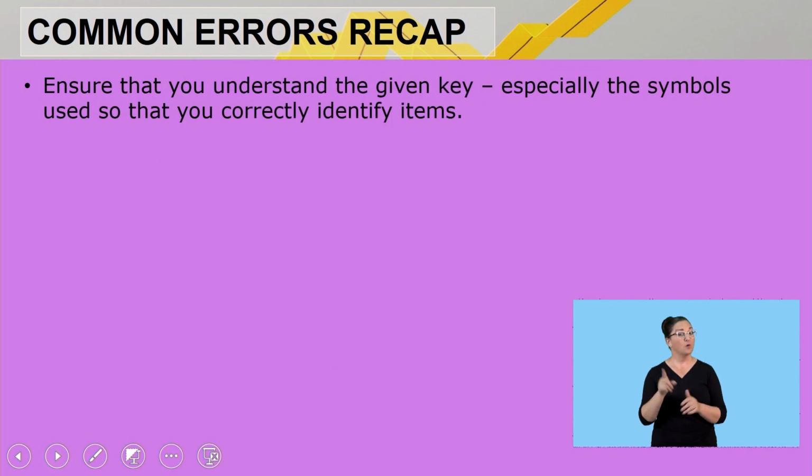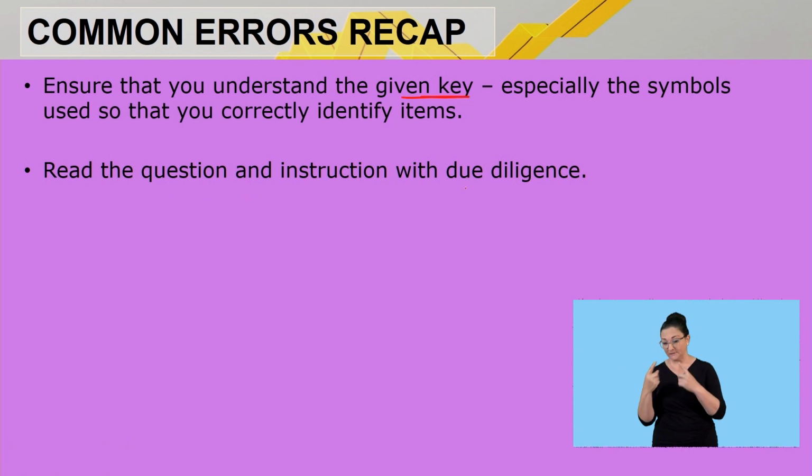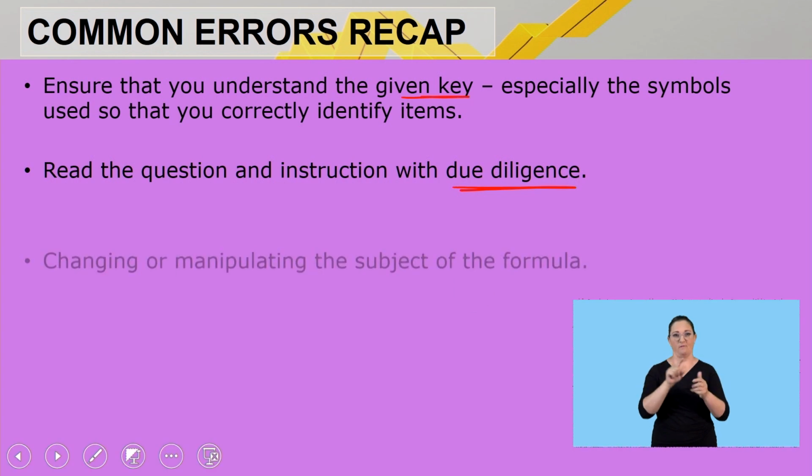Also important, ensure that you understand the given key, especially the symbols used so that you can correctly identify the items. For example, remember we've asked you to identify or determine the number of national roads. So that is key. Then read the question and instruction with due diligence. Guys, you've seen and you know in our subject, sometimes we'll give you paragraphs. We give you lots of information, so make sure that you don't just gloss over what is given. Read with understanding and then only you answer the question.